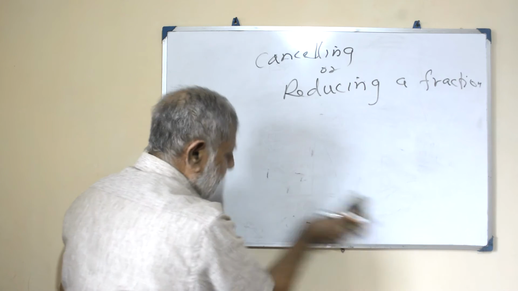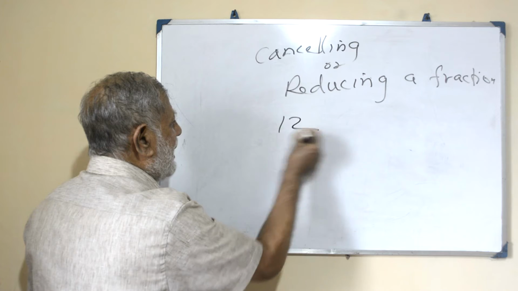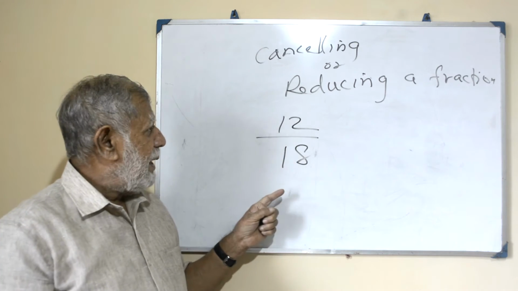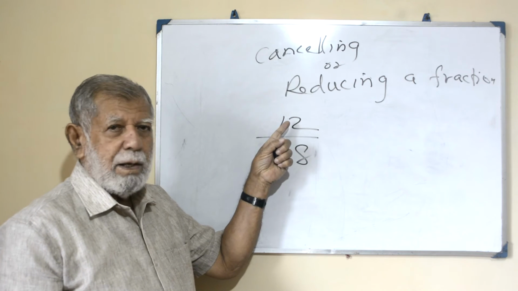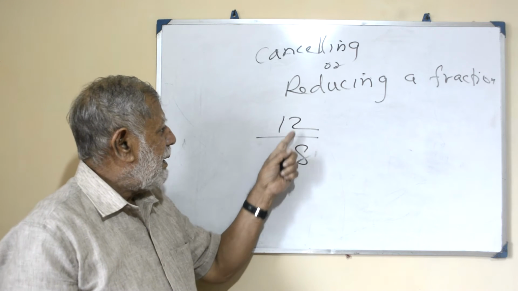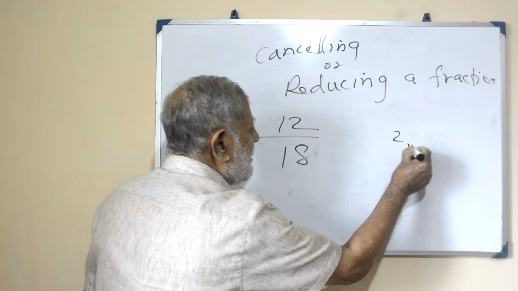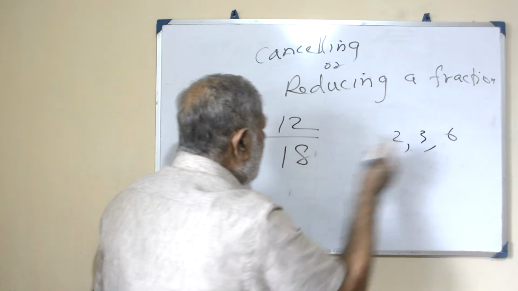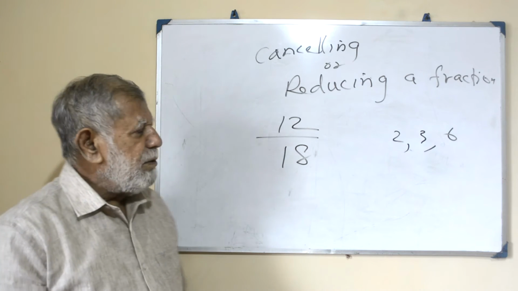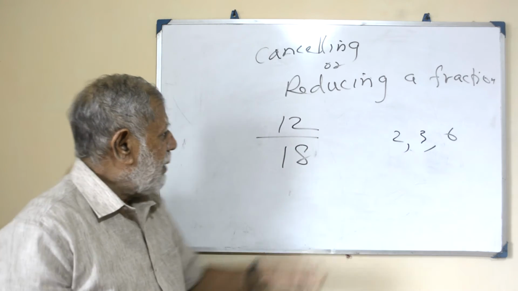Next we will go on doing a few more sums on that. We'll take the fraction 12 upon 18. Now if you notice 12 upon 18, you will notice that 12 and 18 can be divided by 2, 12 and 18 can be divided by 3, and 12 and 18 can be divided by 6 also. So we have 3 factors from this. Which factor are you going to divide? Always you must cancel by the biggest number. The biggest number is 6. So cancel by 6.